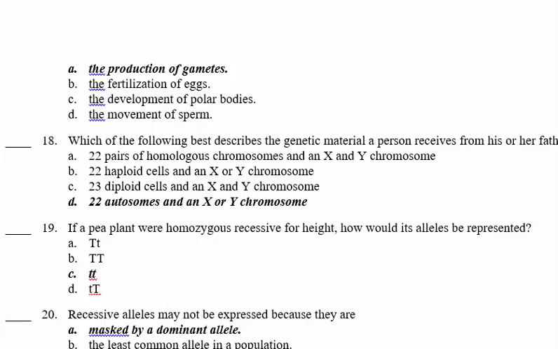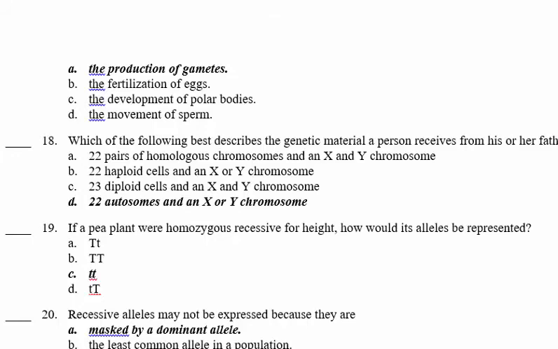Number 18. Which of the following best describes the genetic material a person receives from his or her father? Again, father, which means a male. In case of males, you get 22 autosomes, which are the chromosomes that are determining all of your characters, and 2 sex chromosomes, X and Y. Okay, so X and Y are only present in males. In females, we only have X chromosomes. So the answer is 22 autosomes and an X or Y chromosome.